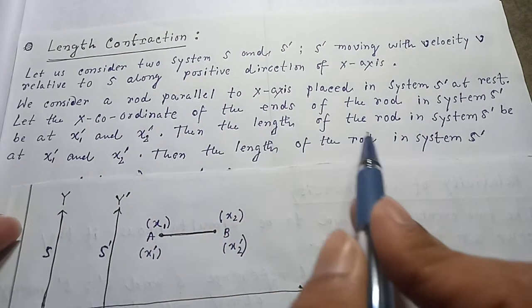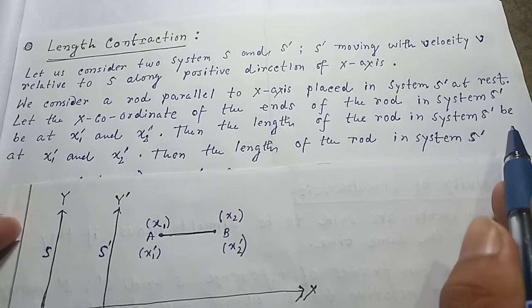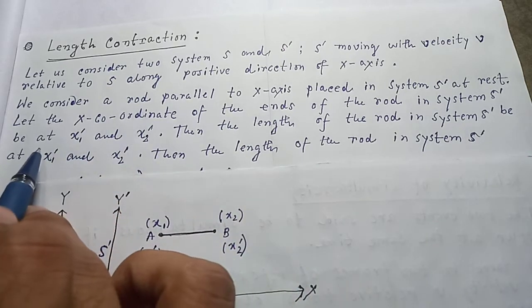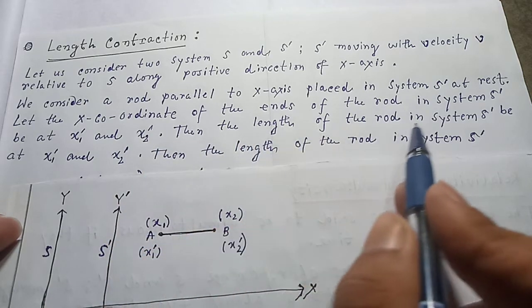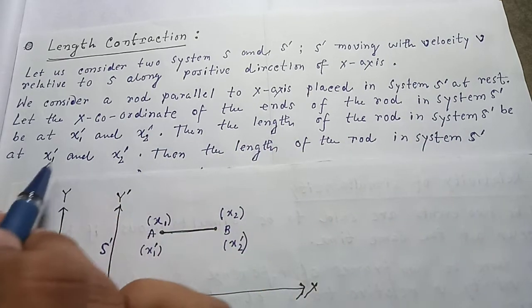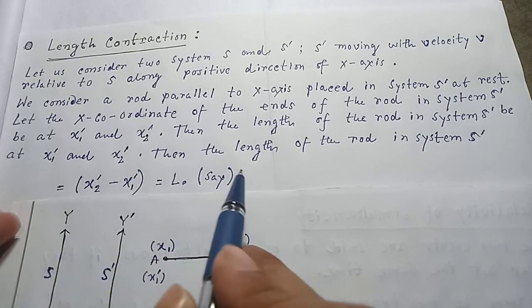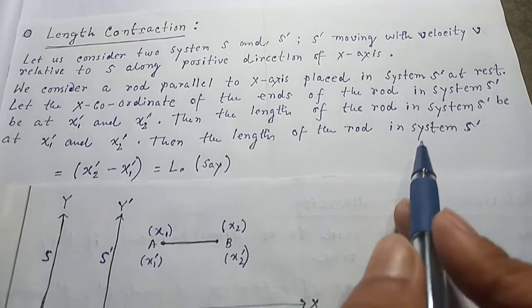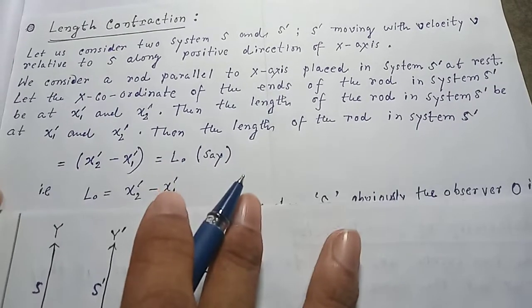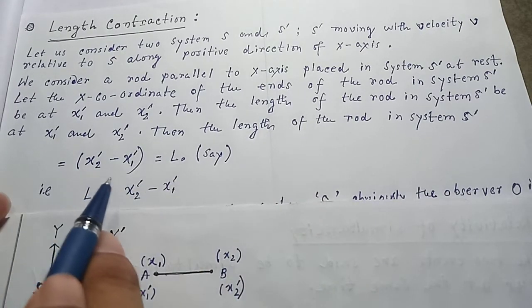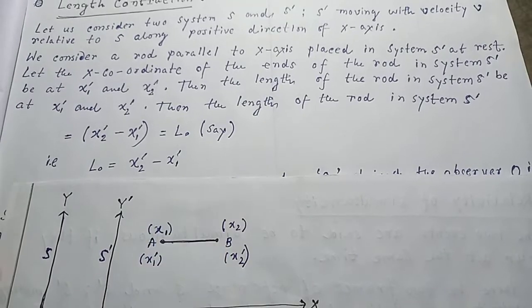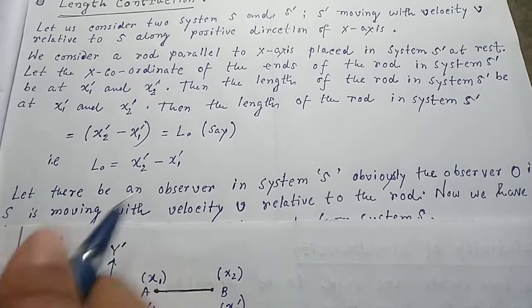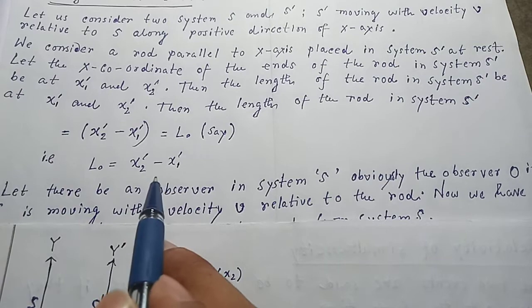Then the length of the rod in the system S prime, with ends at x1 prime and x2 prime, is equal to x2 prime minus x1 prime, equal to L naught. Say L naught equal to x2 prime minus x1 prime.